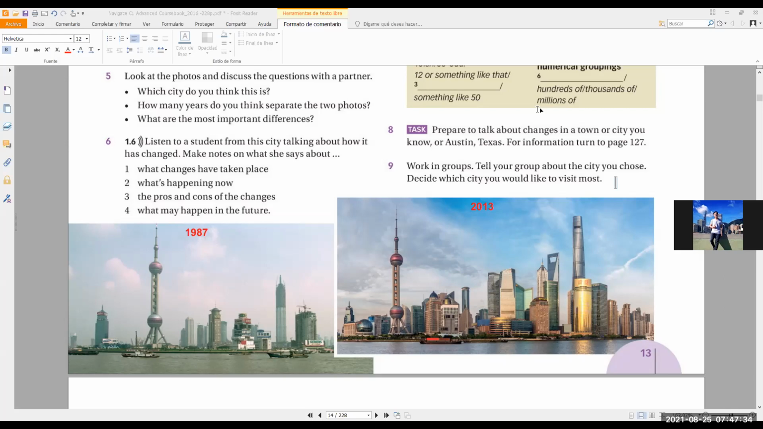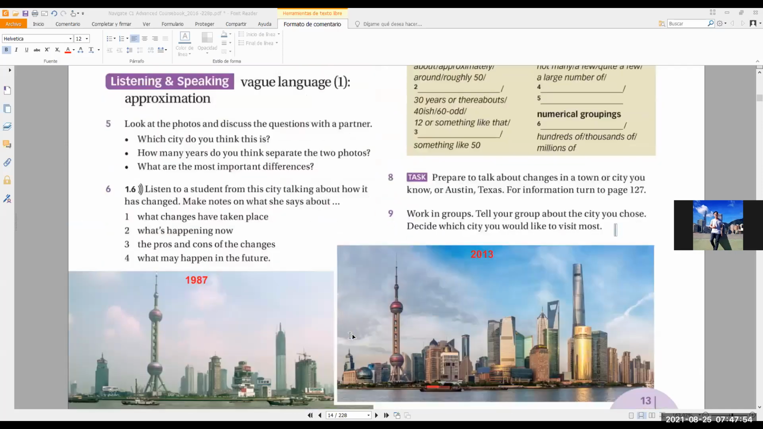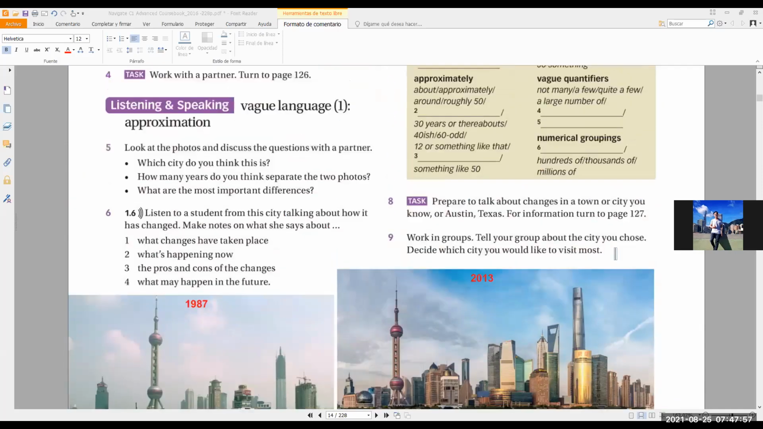So we're going to make notes on what she says about essentially 4 things. First, what changes have taken place, of course. Second, what's happening now. Third, the pros and cons of the changes. And 4, what may happen in the future. So those are the 4 things. So guys, I'd like to know if you got any question about that before we play the audio. No, teacher. No? Okay, so we're gonna play it once, and you guys simply have to take notes on those 4 aspects. Okay, that is it. So let's do this, guys.